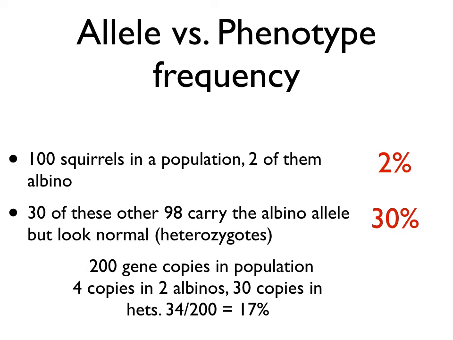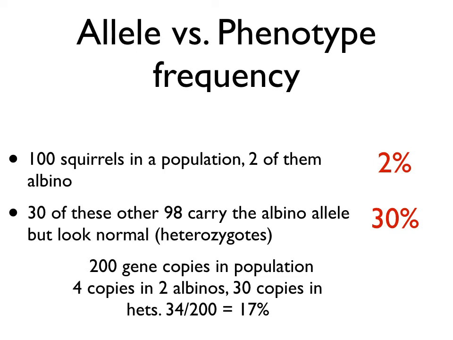Of those, 4 copies exist in those 2 albinos. Remember, because they are homozygous recessive, each of them has 2 copies of the recessive allele. Those 30 individuals that are heterozygous, they have 1 big A and 1 little a. So those 30 individuals have together 30 copies of the recessive allele. So out of all 200 copies in the population, 34 of them are the recessive allele, 17%. So 17% of the copies of the gene in the population are the little a, or the recessive a.